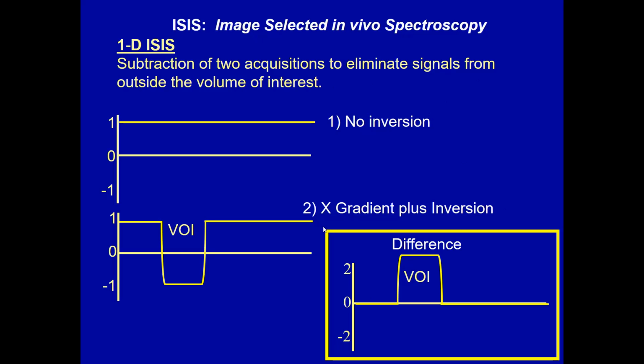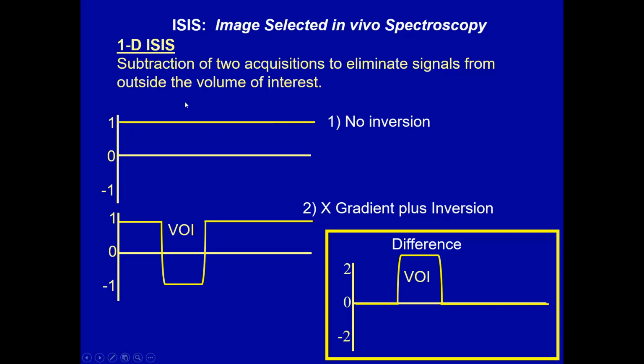It requires two acquisitions. In one of the acquisitions, you just carry out your pulse sequence, regardless of any need to isolate a particular region.